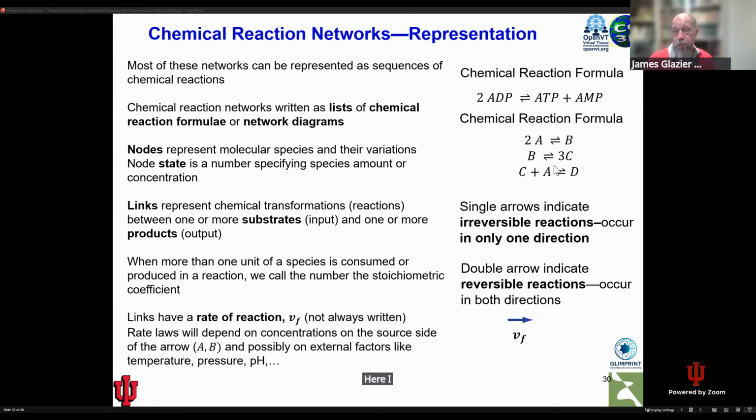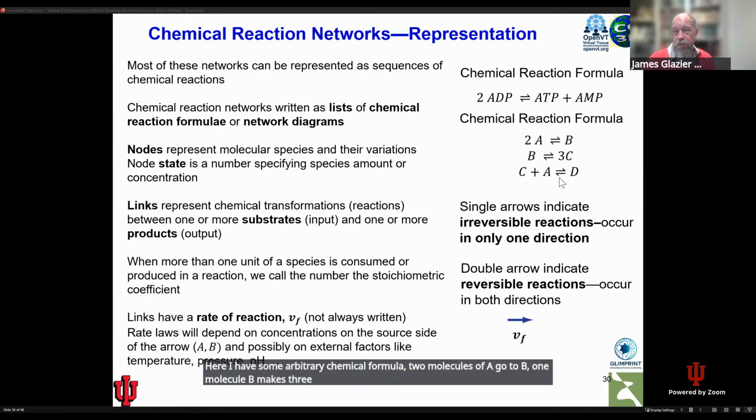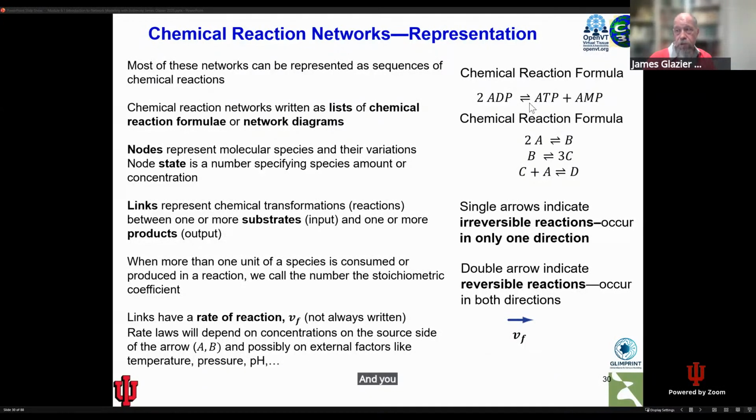Here I have some arbitrary chemical formula. 2 molecules of A go to B. 1 molecule of B makes 3C. C plus A can combine to make D. And you'll notice I've drawn these as reversible reactions in each case.